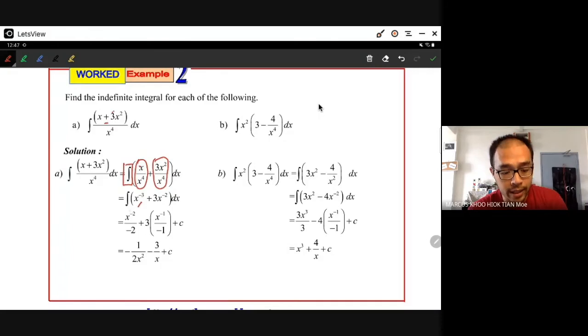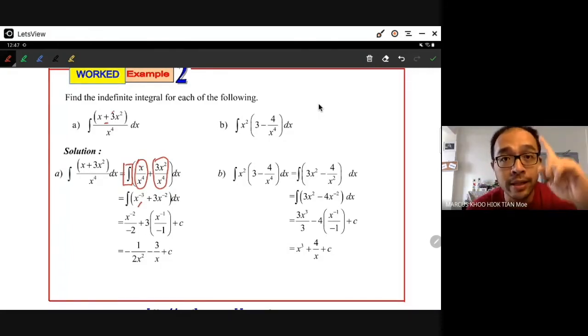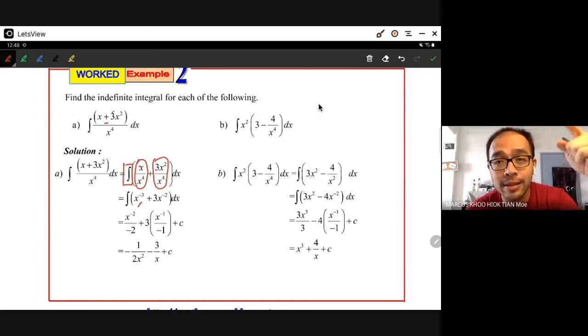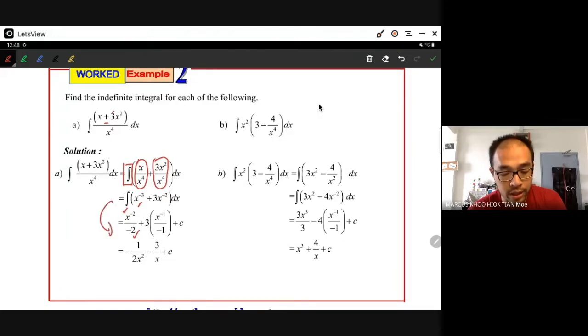Okay, and then this one, when you integrate, minus 3 plus 1, remember, integration is you add. You don't subtract, you add to the power. So minus 3 plus 1 will give you minus 2 divided by minus 2. Okay, and then this 3x to the power of minus 1 divided by minus 1. Notice that now the integration sign is gone because you have already raised the power.